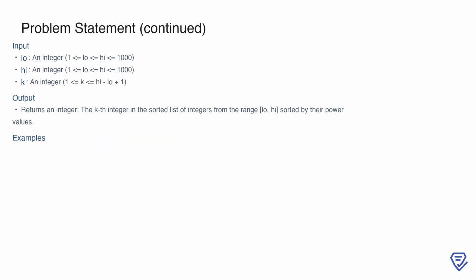The input for this problem consists of three integers, low, high, and k. The range, low, high, specifies the integers we need to consider, and k indicates the position in the sorted list of integers that we need to return. The constraints ensure that low and high are between 1 and 1000, and k is at least 1 and at most the total number of integers in the range, low, high. The output is a single integer that represents the kth smallest integer in the sorted list according to the power value and the tiebreaker of numerical value. This setup ensures the problem is well defined and has a unique solution.